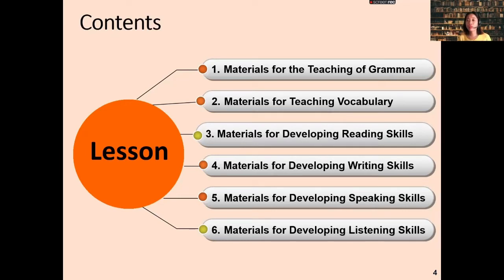Lesson 2 would be all about materials for teaching vocabulary. Lesson 3 would be materials for developing reading skills. Lesson 4 would be materials for developing writing skills. Lesson 5 is for developing speaking skills, and lesson 6 for listening skills. So that's why I mentioned earlier that unit 4 would allow us to know how to develop materials in specific areas. And these are the specific areas that we are going to explore in this unit.